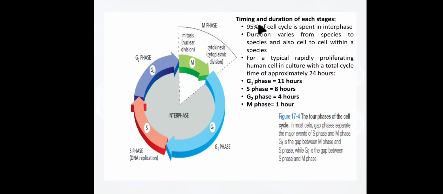Next, about time duration, we also discussed that 95% of the cell cycle is spent in interphase. G1 phase takes 11 hours, S phase takes 8 hours, G2 phase takes 4 hours, and M phase is the shortest phase, that is 1 hour. These times will vary across organisms. So this much we studied in our previous class.